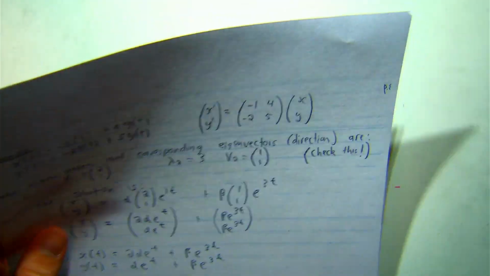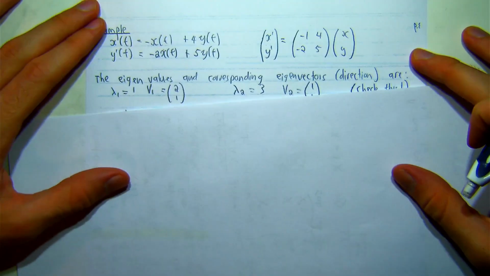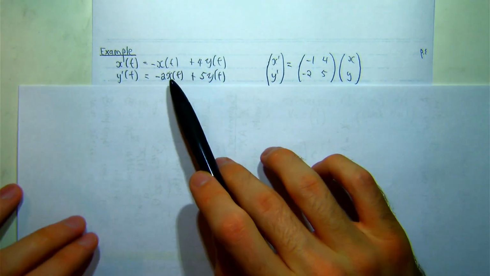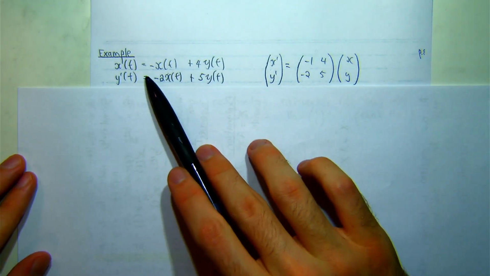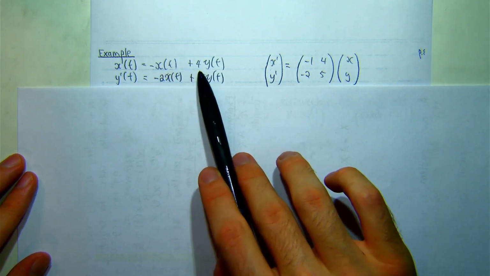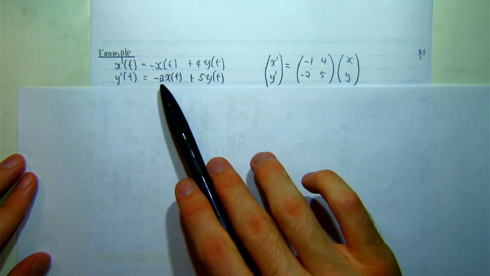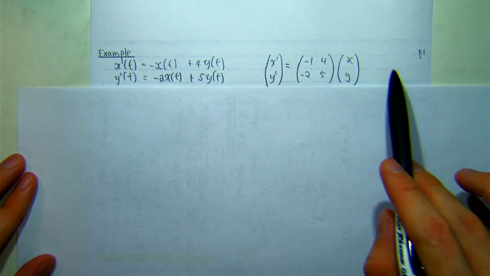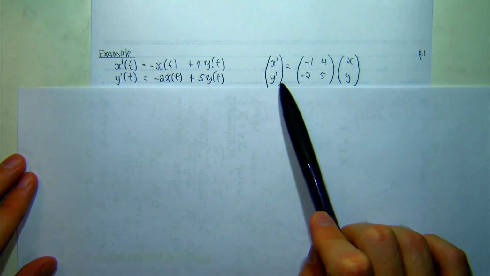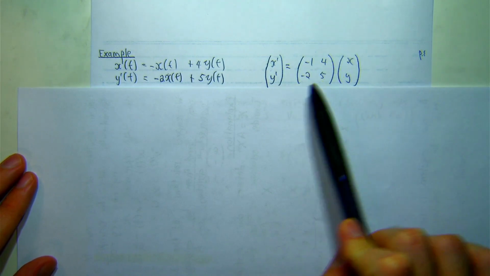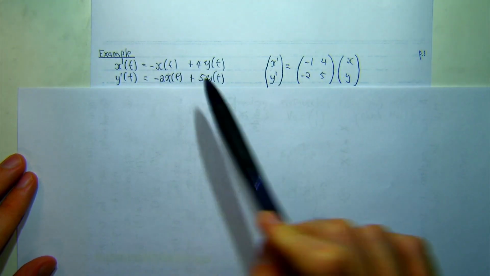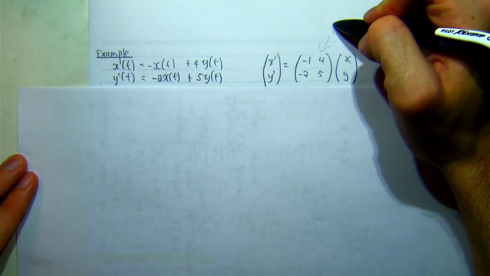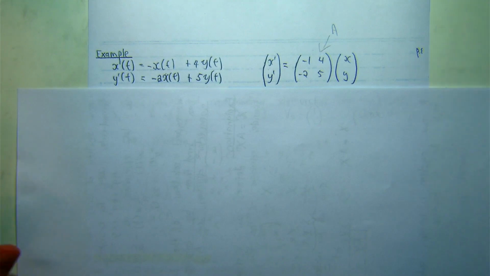Okay, so let's take a look at an example of this. If we were given a question like this, where the derivative of x is equal to minus x of t plus 4y of t, and the derivative of y is equal to minus 2x of t plus 5y of t, then we can put it into our matrix form, where the derivative is equal to the matrix minus 1, 4, minus 2, 5 times x and y. And then we can focus on solving that matrix A in terms of its eigenvalues and eigenvectors.